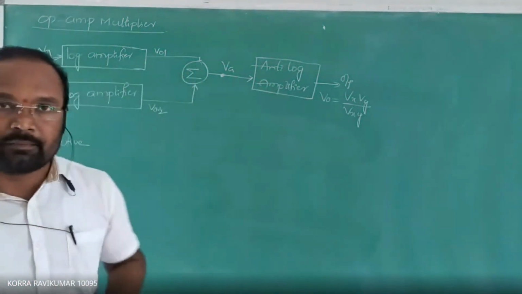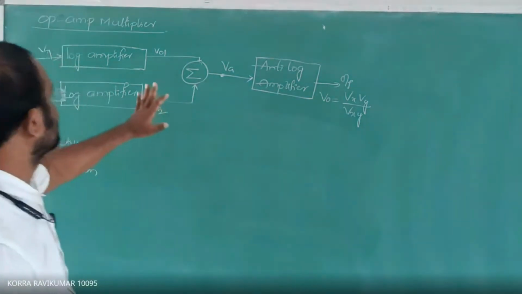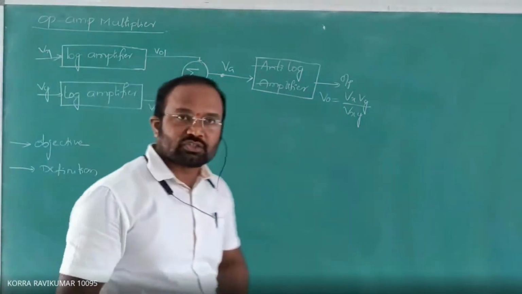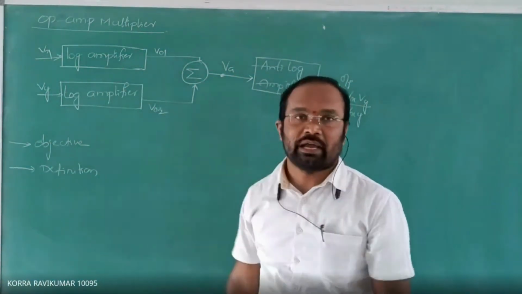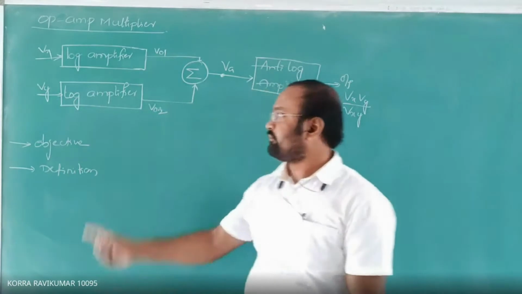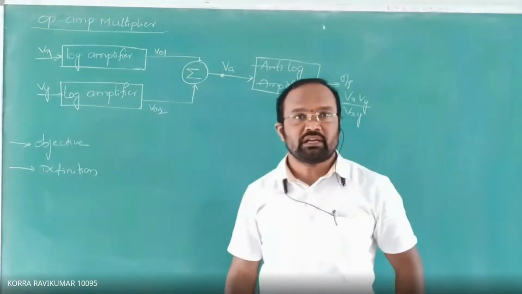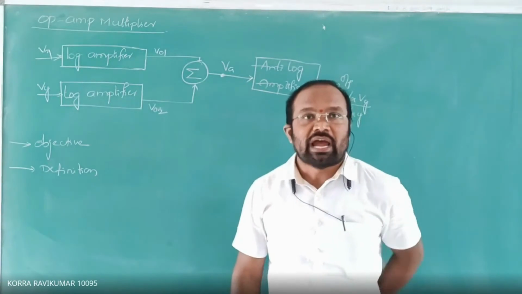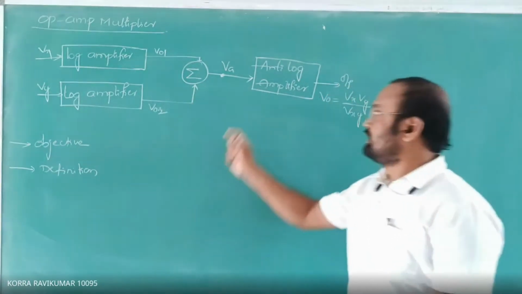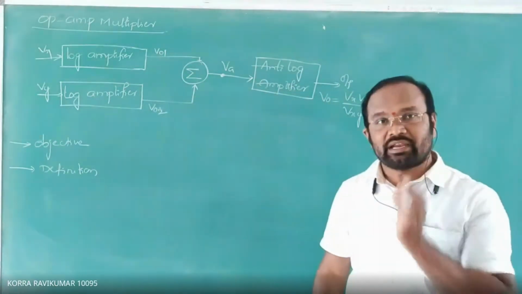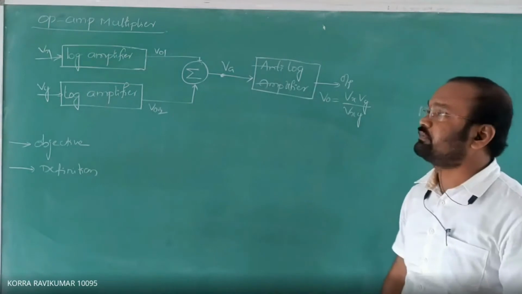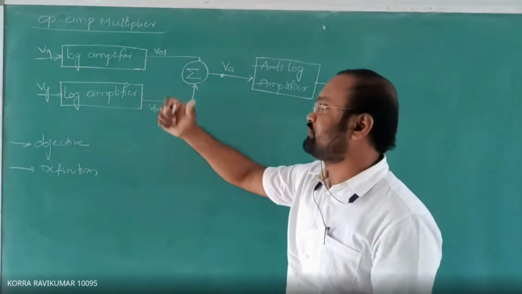If you look at the block diagram of the multiplier, it consists of a total of 4 blocks. The first block is the log amplifier. The second block is also a log amplifier. The third block is the summing amplifier, that is, the op-amp adder circuit. And the last block is the anti-log amplifier. These are the 4 main blocks of the multiplier. So let us see about the individual blocks.